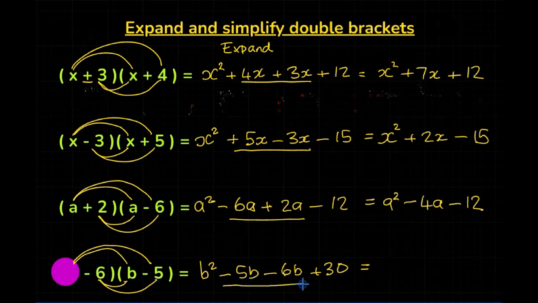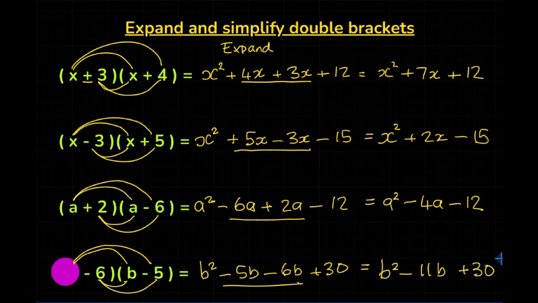Simplify the negative terms in the middle then. Well, we're left with b squared, minus 5b minus 6b is minus 11b, and then we've still got the plus 30.